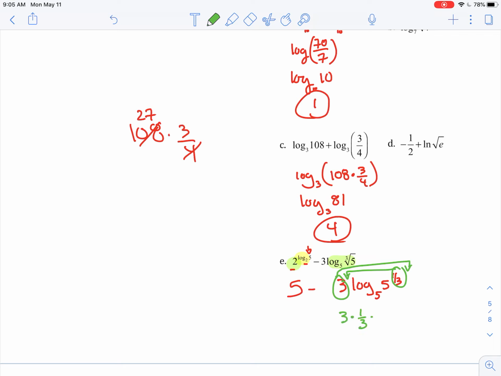And think of this as 3 times 1/3 times the log of 5 base 5, bringing that 1/3 exponent down in front of the log. And I know then that my 1/3s are going to cancel, and I'm going to be left with 5 minus the log of 5 base 5. And we know that the log of 5 base 5 is just equal to 1, and 5 minus 1 is equal to 4.